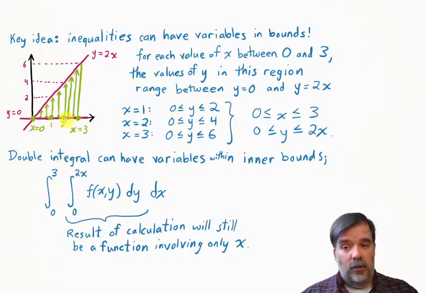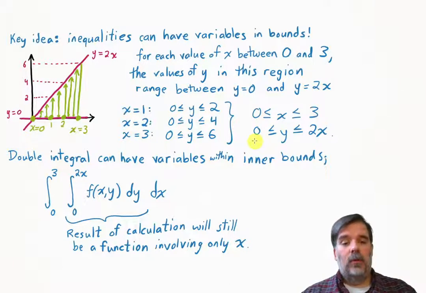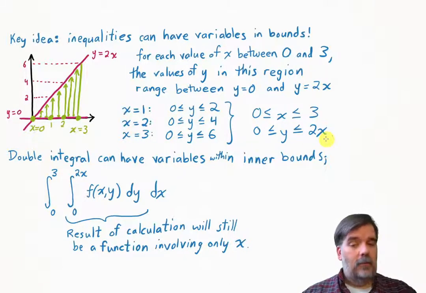When x equals 2, the set of points in this region have y values that range between 0 and 4, because at 2, y equals 4. When x equals 3, the set of points in this region range between 0 and 6. For any value of x, including all the in-between values, even when x equals 0, for each value of x between 0 and 3, y is going to range between 0 and 2x.